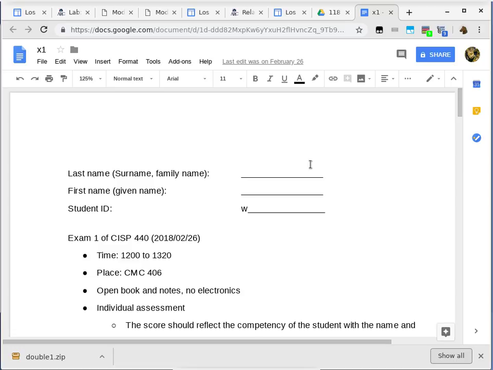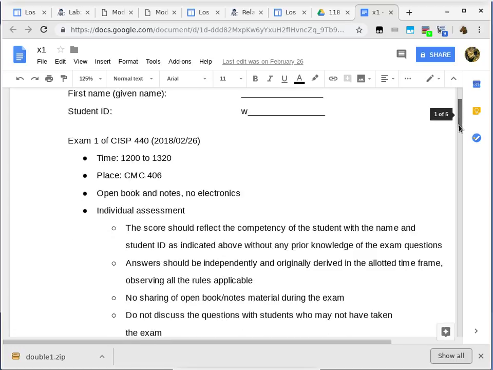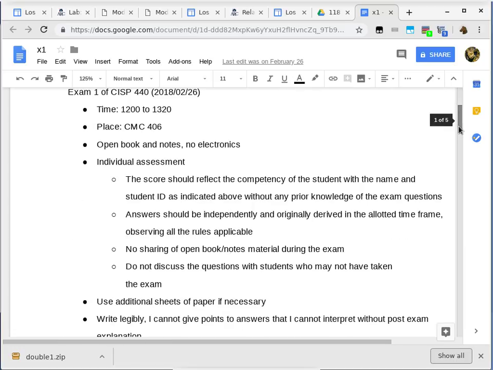Okay, so I'm gonna magnify a little bit. Obviously, this is from last semester, so the time, room number, and date can be wrong. This is CMC 407, I think, and last semester I had it in the next room. The time is going to be the same as the lecture time, so next Wednesday, instead of having a lecture, we'll have the first exam.